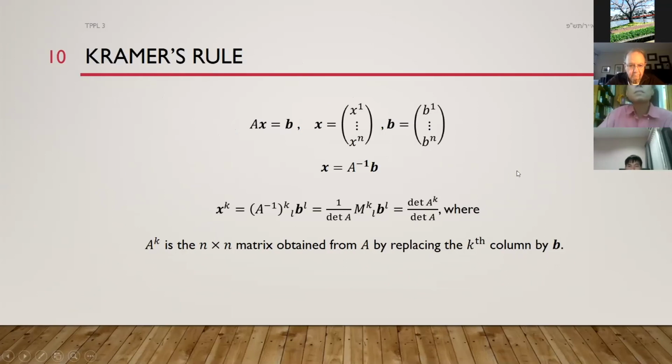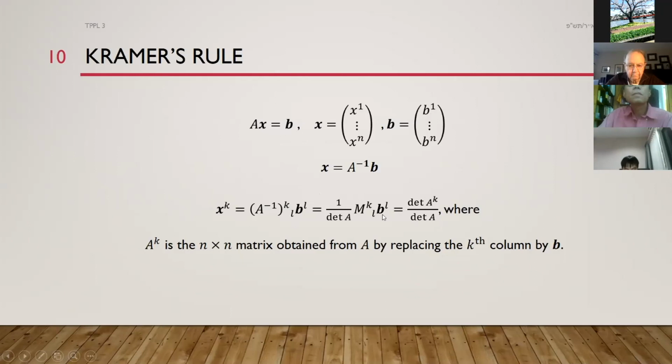Now from here you can get in one line Cramer's rule. You have a system of linear equations, AX equals B. So X is A inverse B. You can compute it directly. The kth component will be A inverse KL times the B_L. Here the sum is over L. Put in the expression for the inverse that we just computed.